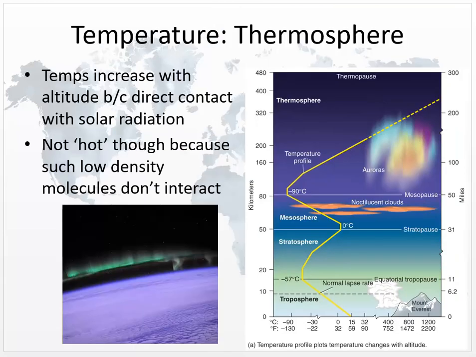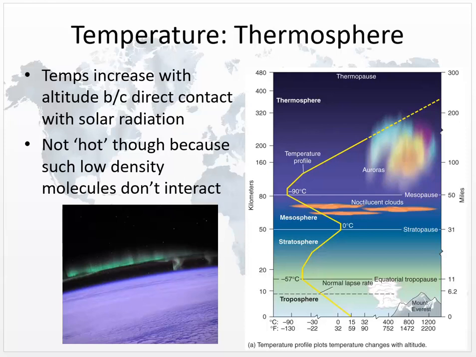The thermosphere, again, where the temperature profile is showing extremely high temperatures. So these molecules that exist out here are incredibly high in temperature. They're moving incredibly fast, but again, heat is not generated because they are not transferring any of their kinetic energy. So it's not hot because of the low density.